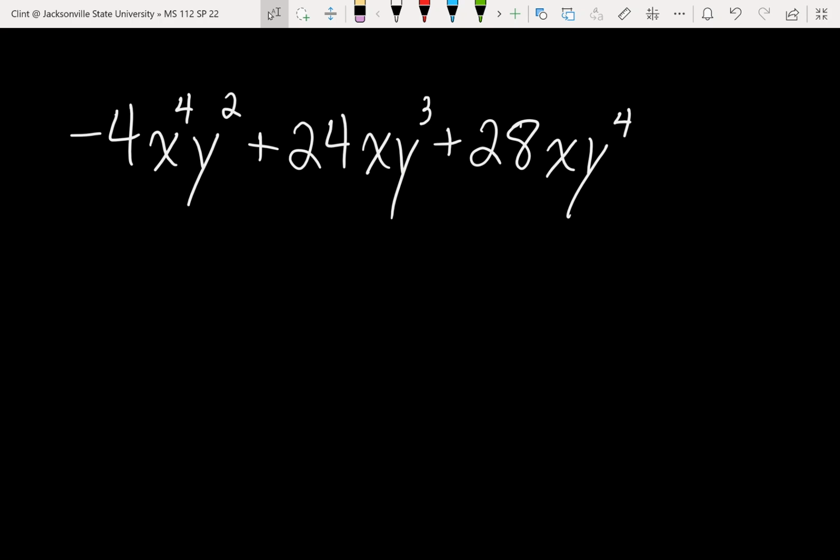Got a -4, 24, and a 28. Any number that'll go into all those? 4 works. 4 works. Should take out a -4. When it comes to the numerical part, it's really always an option, because if you factor out a negative number, all it does is change the sign. Here, we don't have a good reason to take out the negative instead of the positive.